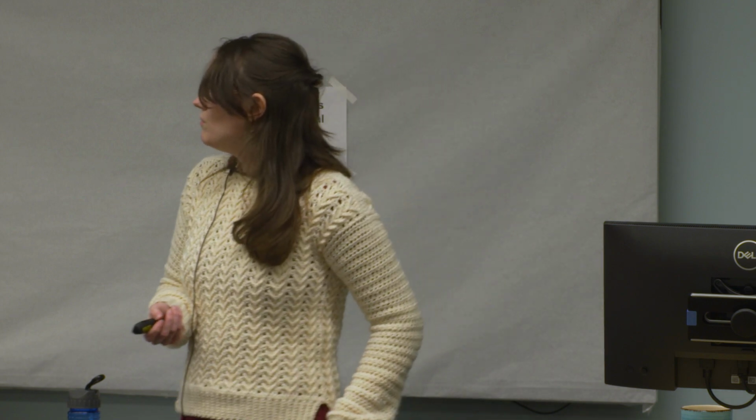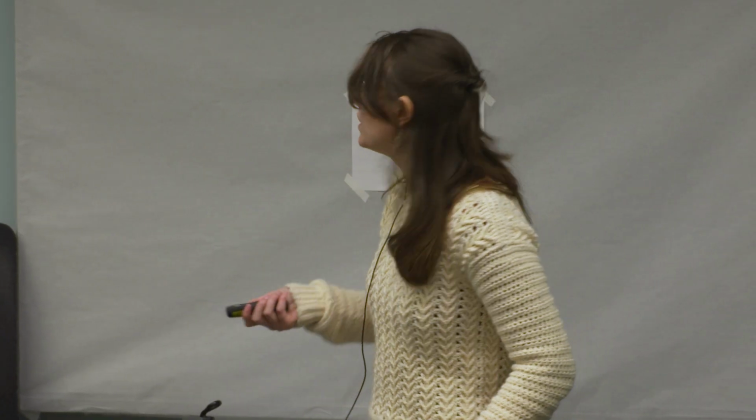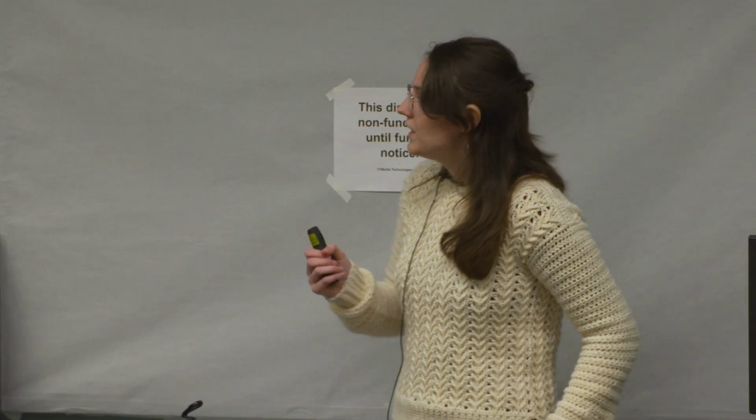So basically what we'll be doing is looking at several different examples of mathematical analogy in literature. It's going to be across several genres. I'm going to start out with fiction, move on to a little bit of poetry, and then go toward nonfiction near the end, because my essay is a creative nonfiction piece.